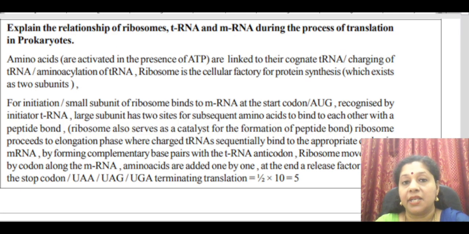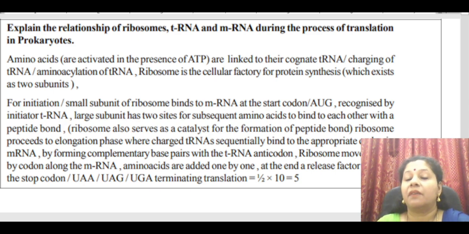Here again is a translation question, but it is asked in a different way. Explain the relationship of ribosomes, which are the protein factory, tRNA, which are actually the adapter molecules, and mRNA, which has the information, during the process of translation in prokaryotes. Amino acids are activated in the presence of ATP. I told you the first process is charging of amino acids, linking to the cognate tRNA, the amino acylation of tRNA.